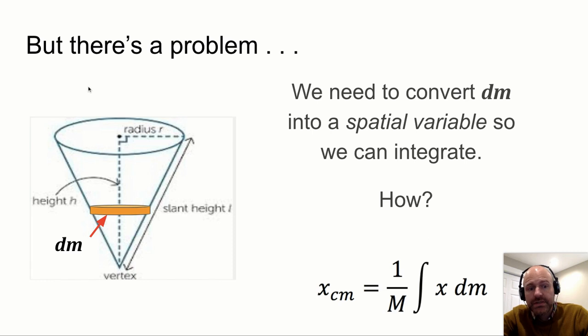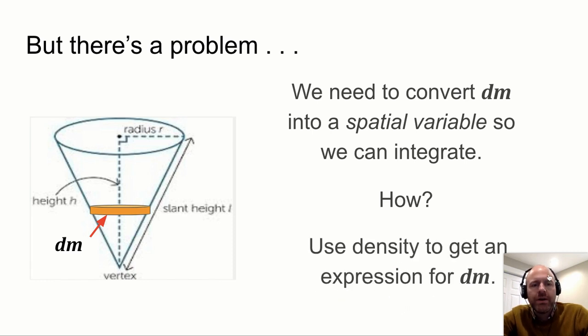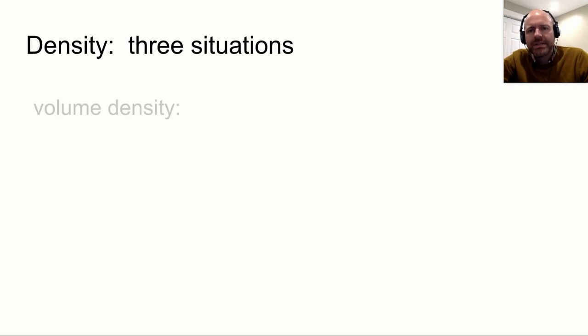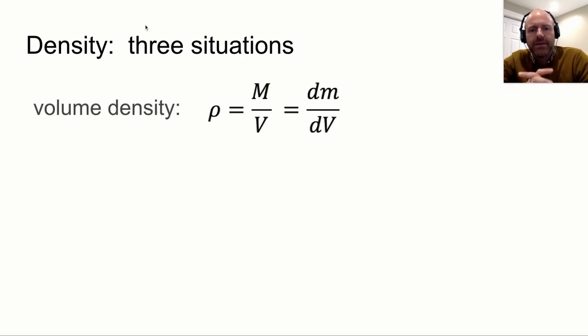So how do we do this? Well, we use what we know about density. Things with uniform density have the same ratio of mass to volume everywhere in them. What does that look like? Volume density, rho, is total mass over total volume. And if the density is constant, then every little bit of mass divided by every little bit of volume should be the same.